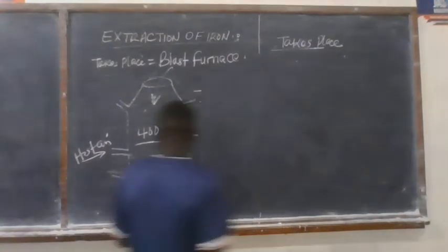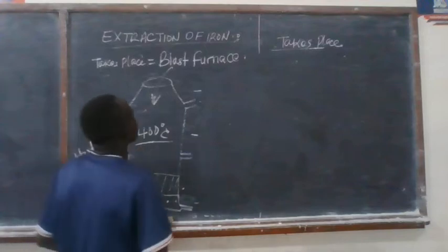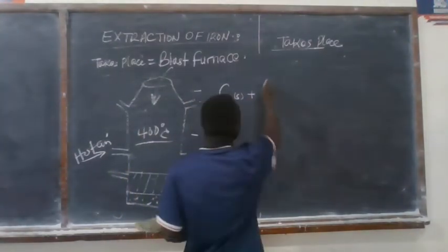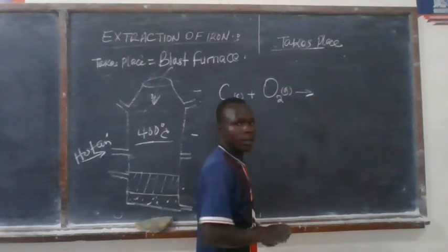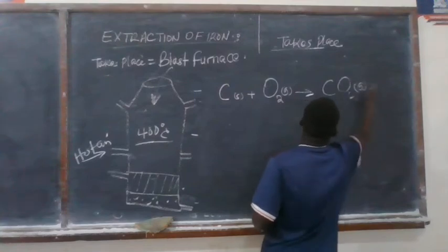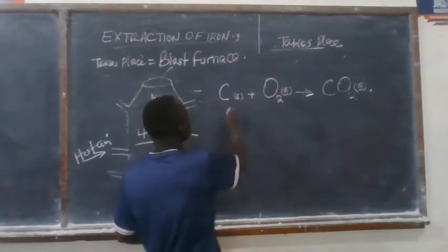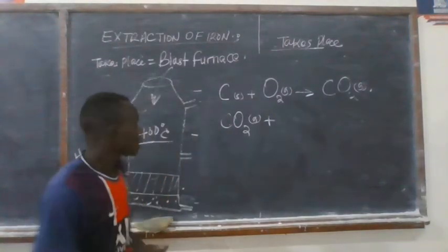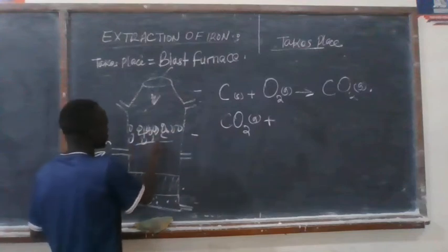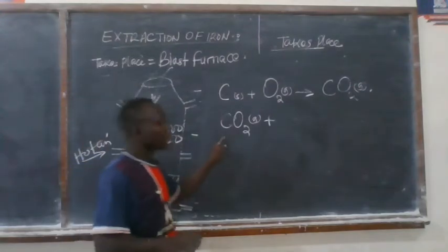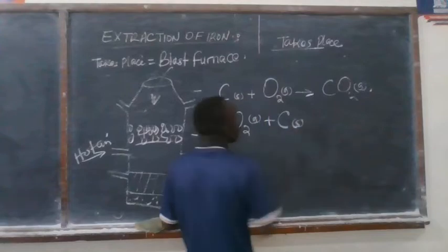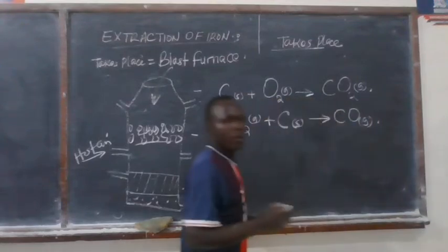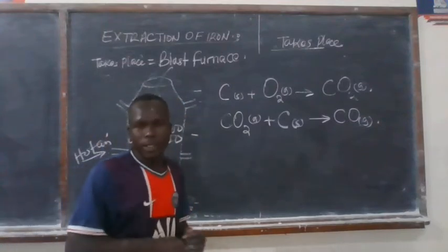We shall realize that when we apply hot air here and burn coke, it will react with oxygen gas to give us carbon dioxide gas. Then the carbon dioxide gas which will be formed, remember, there will be a series of coke here. This carbon dioxide gas formed will react with unburnt coke or unburnt carbon to form carbon monoxide gas. So carbon monoxide gas is a strong reducing agent.